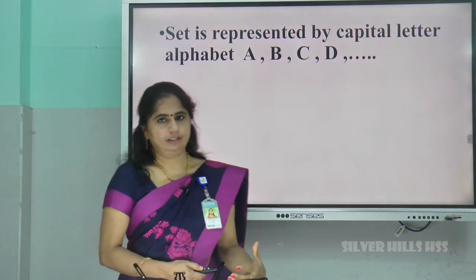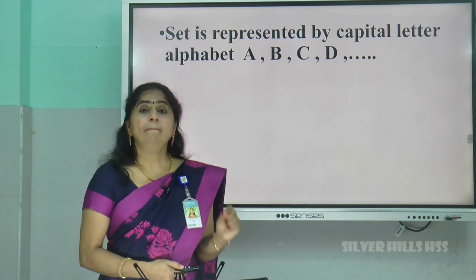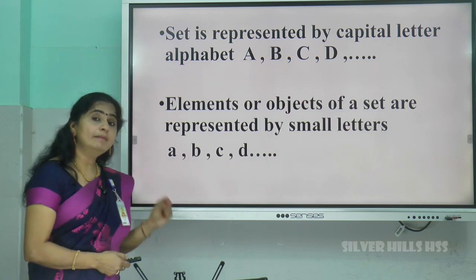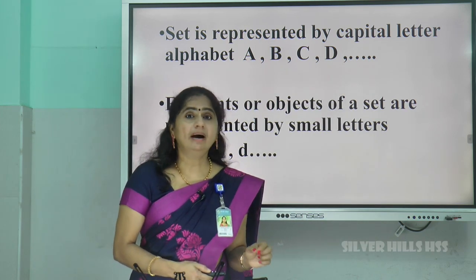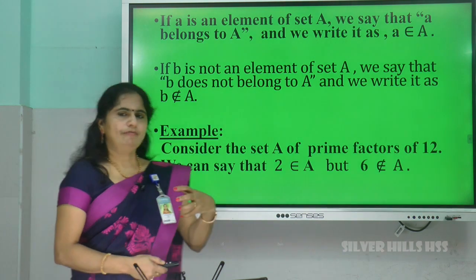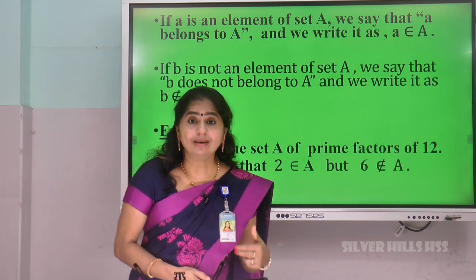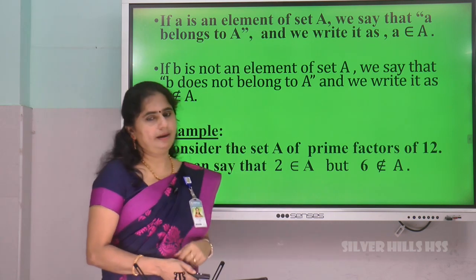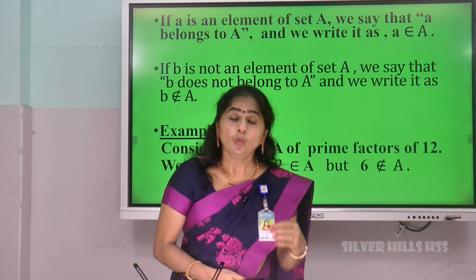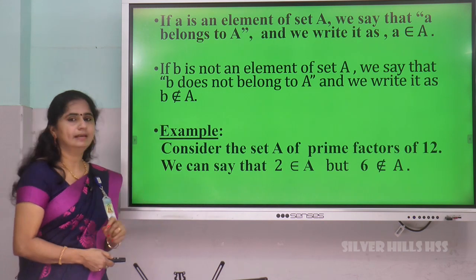How do we represent a set? Set is usually represented by capital letters A, B, C, D, etc. Similarly, we can represent the elements or objects or members of the set by small letters a, b, c, d, etc. Now, if a is an element of A, we say that a belongs to A, and we write it as a ∈ A. Similarly, if b is not an element of the set A, we say that b does not belong to A, and we write it as b ∉ A.